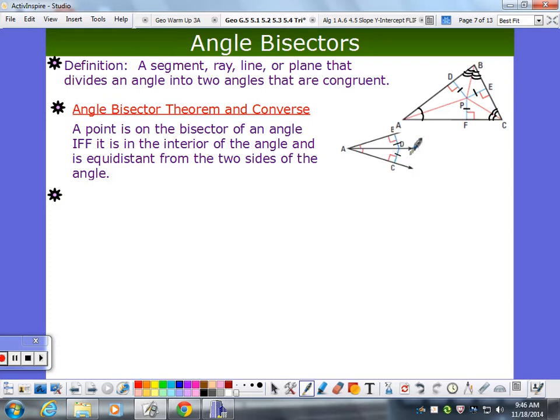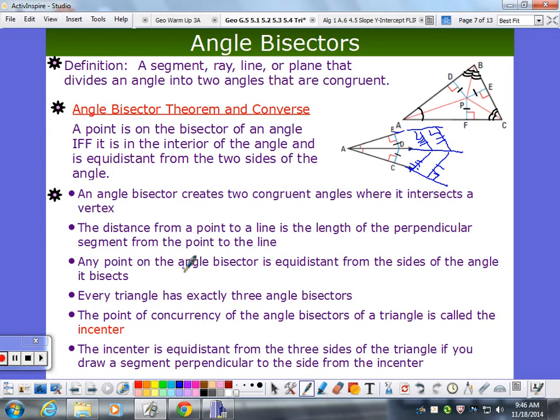So whenever you have an angle bisector, and you extend these sides, when you measure a distance, you always drop perpendiculars. That's how you measure distance. So this one will be congruent to that one. Anywhere on here that you drop perpendiculars to get distance, you're going to have congruence. An angle bisector creates two congruent angles. The distance from a point to a line is the length of the perpendicular segment. So measuring a distance is dropping perpendiculars. Any points on this angle bisector will be equidistant from the two sides.